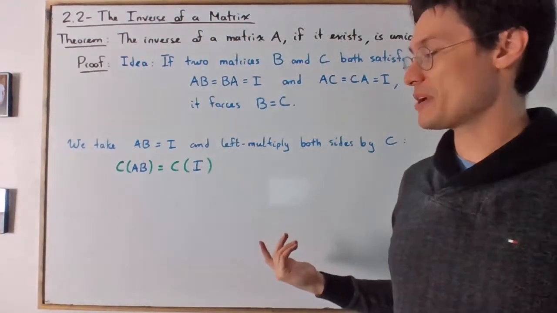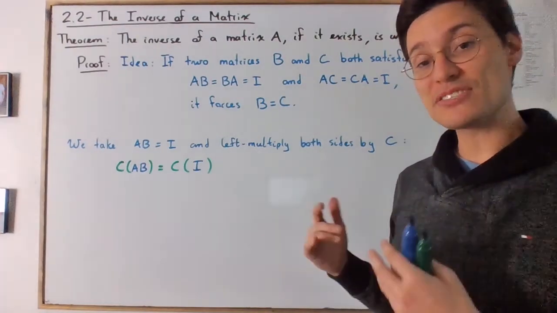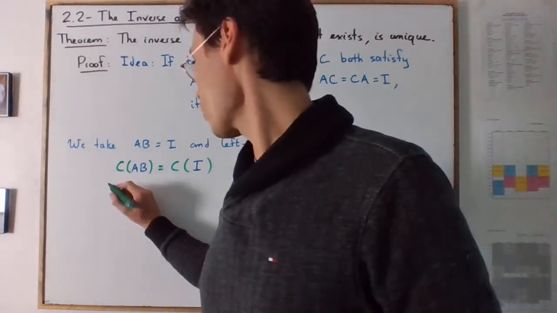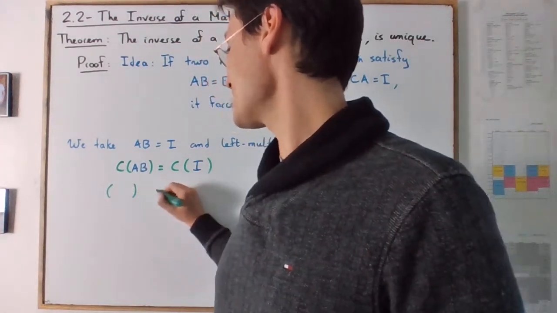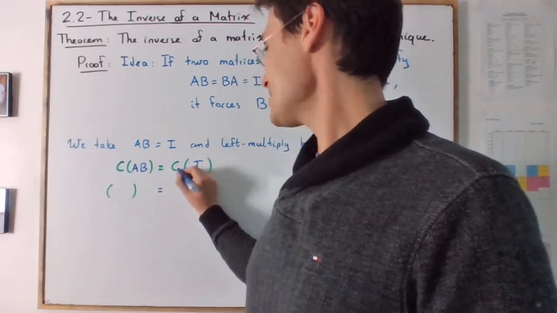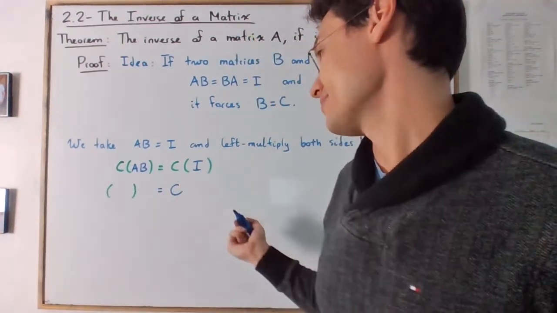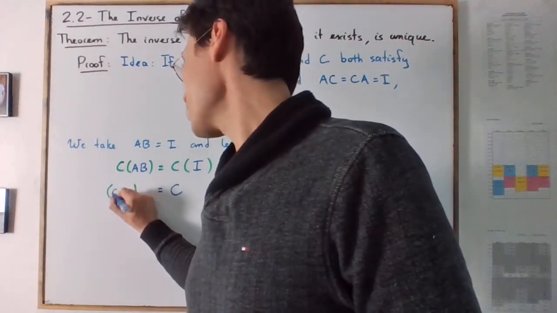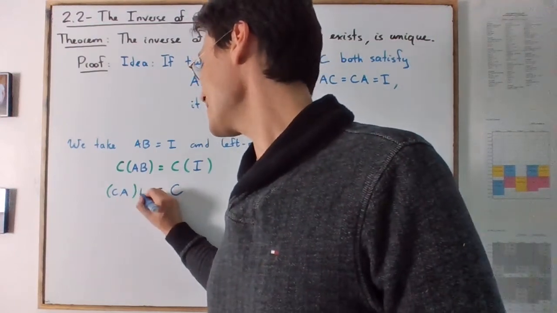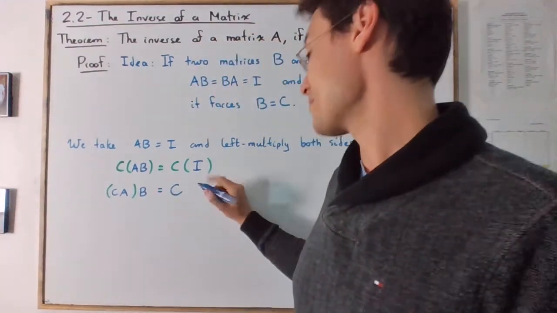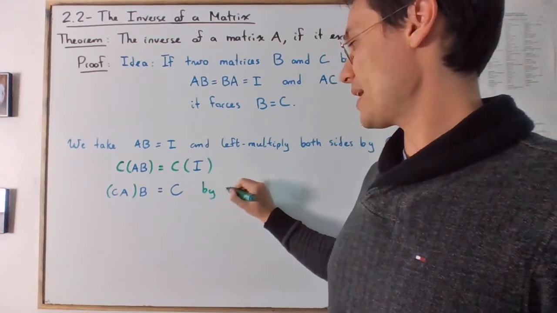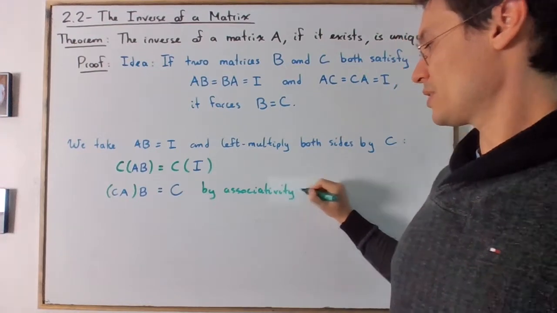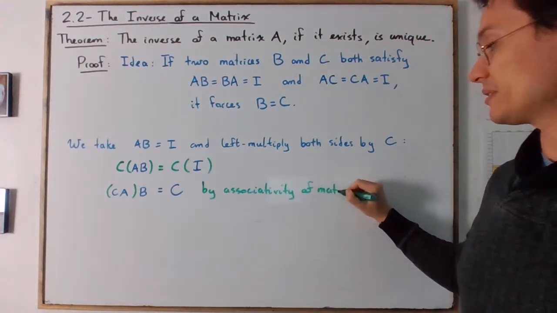So this is the first argument. Then the next argument is to use the associativity of matrix multiplication. In other words, we can actually go like this instead. And C times I is equal to C. We saw that in the properties of the last section, but here we go. So we can actually write this by associativity of matrix multiplication.